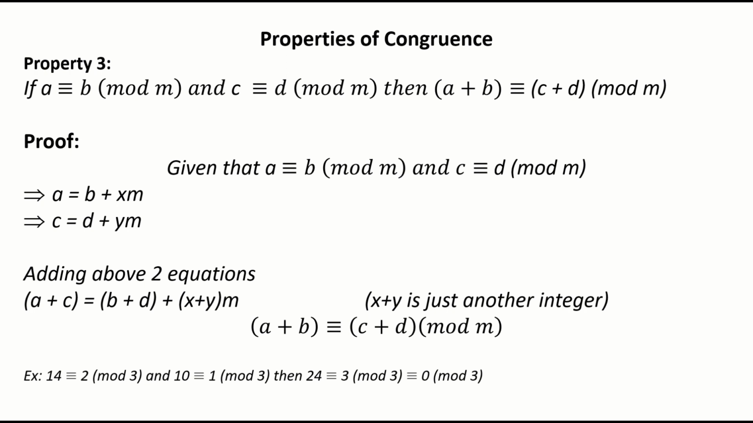Okay, look at the example. 14 is congruent to 2 modulo 3, and 10 is congruent to 1 modulo 3. If you sum up 10 plus 14, that is 24, which is congruent to 2 plus 1, that is 3, modulo 3. And 3 modulo 3 basically means it is 0 modulo 3.